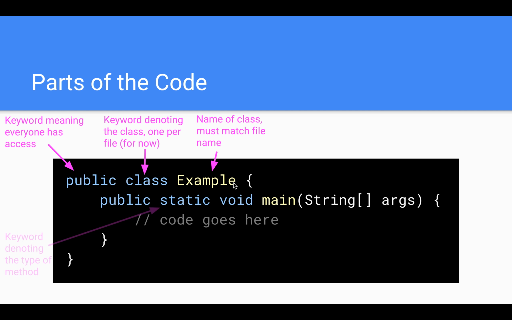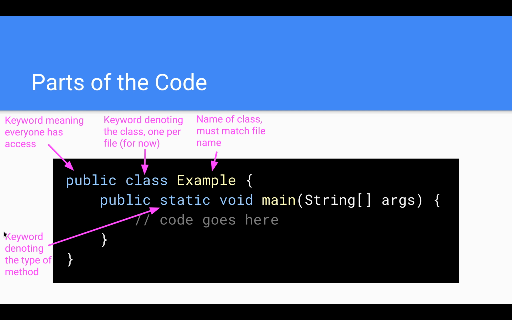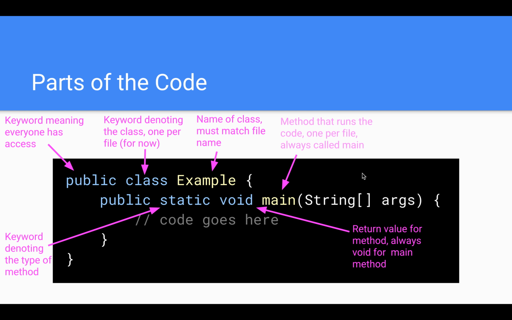And then static is a keyword denoting the type of the method. We'll talk more about what the static keyword means in a later tutorial. Void is the return value for the method, and it's always void for the main method. Void actually means that we're not going to be returning anything, so it's like an empty return value. Main is the method that runs the code, and there's one per file that you want to be executable, and it's always called main.